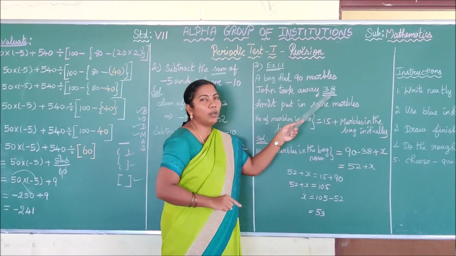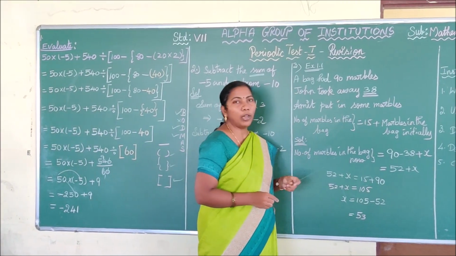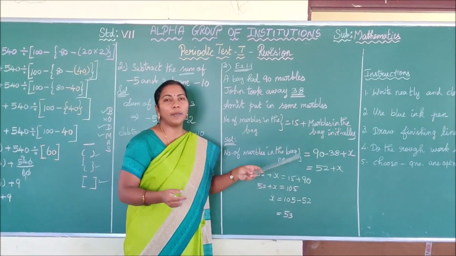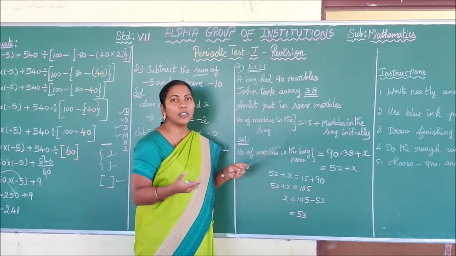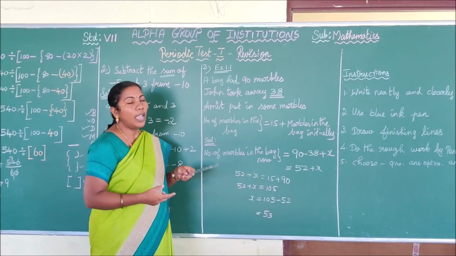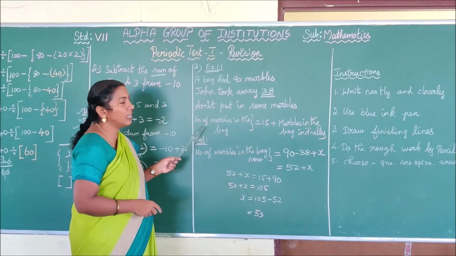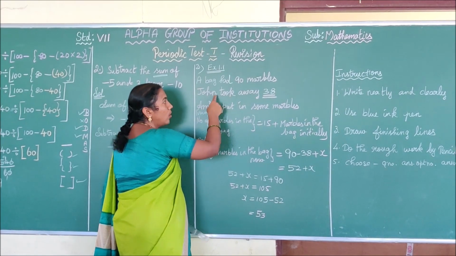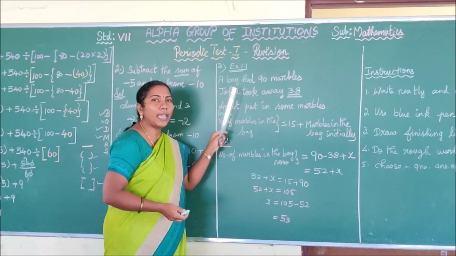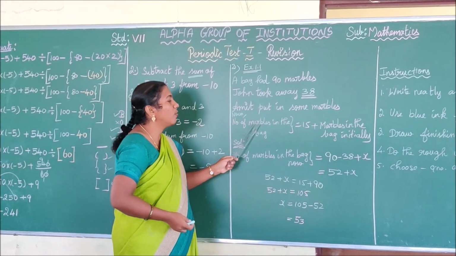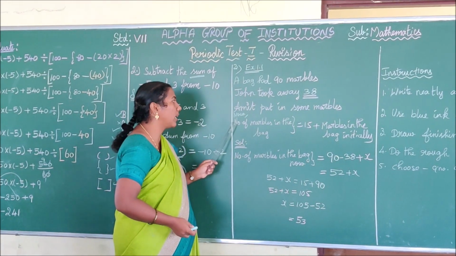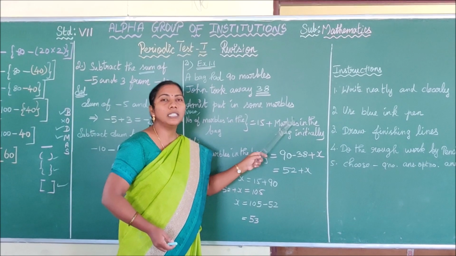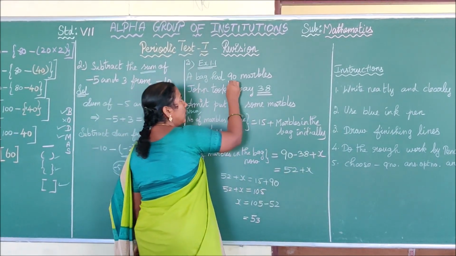A bag had 90 marbles. That is, in a bag there are totally 90 marbles, and John took away 38 marbles. And Amit came and put some more marbles into the bag. They did not say how many marbles Amit added to the bag. They also give one hint, the number of marbles in the bag now, that is, after John took away 38 marbles and Amit added some marbles. The number of marbles in the bag now is equal to 15 more than the marbles in the bag initially.